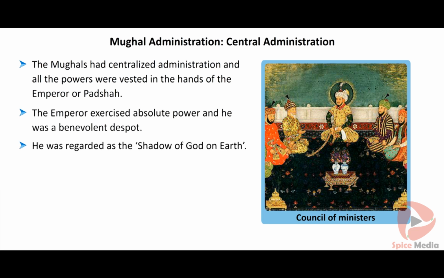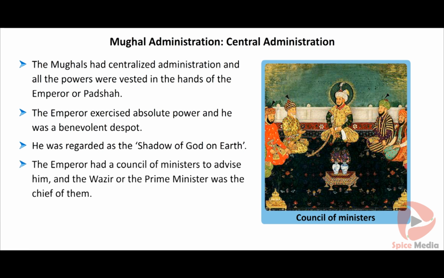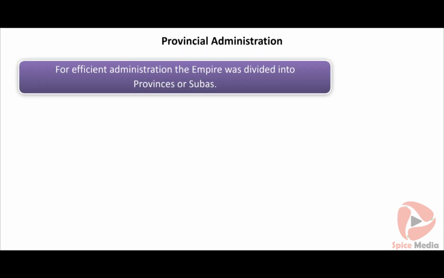He was regarded as the shadow of God on earth. The emperor had a council of ministers to advise him, and the wazir or the prime minister was the chief of them. Provincial administration. For efficient administration, the empire was divided into provinces or subas.